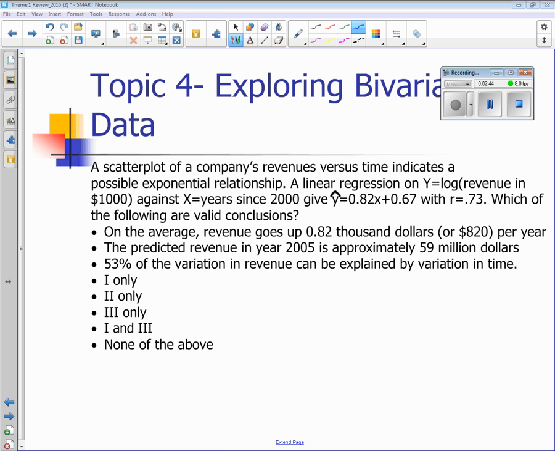This question deals with straightening out the data. If you remember, if you have data that happens to be curved in any way, you can take the log of one or both variables and possibly straighten it out. It could be an exponential equation or a logarithmic one. It tells us here that it indicates a possible exponential. So you have to know, when it's exponential, what do you do to straighten out the data? I think we can unlock it now.